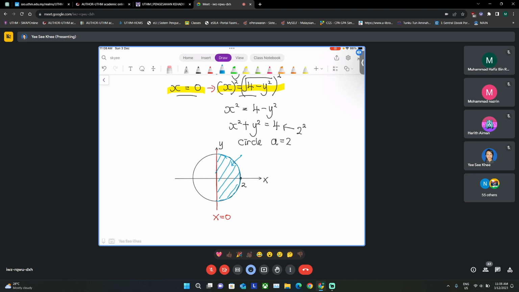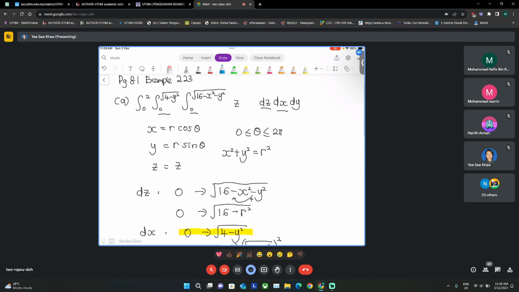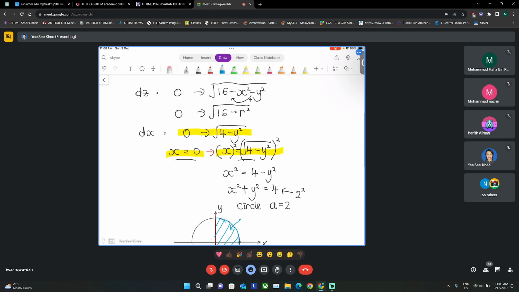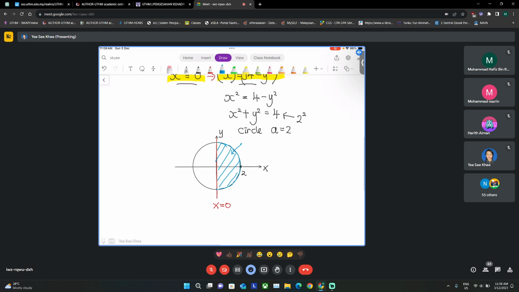Right, now we look at our last interval, that is the dy. The y is from 0 to 2. So I write here the dy is from 0 to 2, meaning that y is 0 to y is equal to 2. When y is 0, it refers to this horizontal line. This is y equals to 0, because the 0 is here.